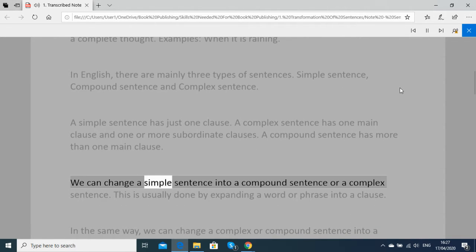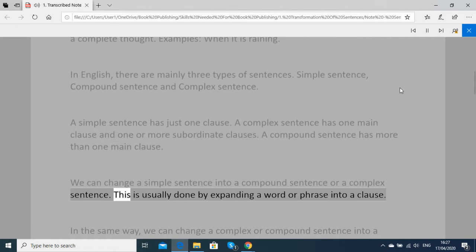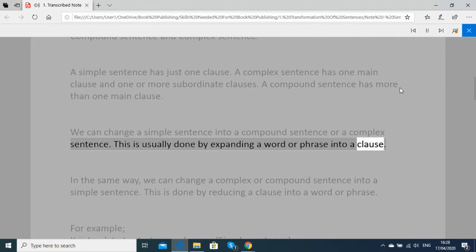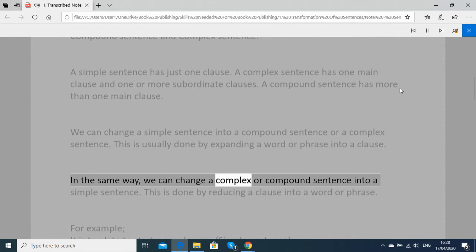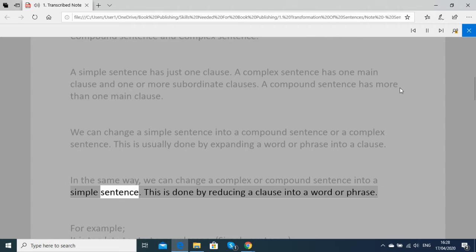We can change a simple sentence into a compound sentence or a complex sentence. This is usually done by expanding a word or phrase into a clause. In the same way, we can change a complex or compound sentence into a simple sentence. This is done by reducing a clause into a word or phrase.